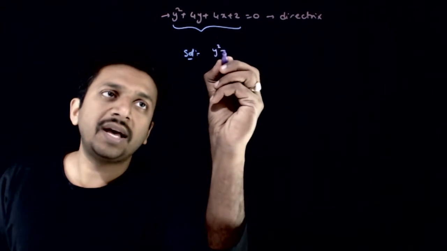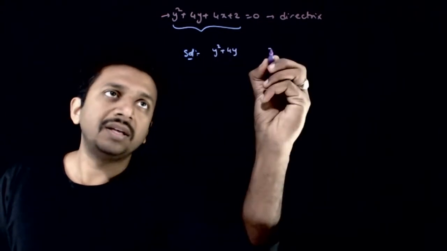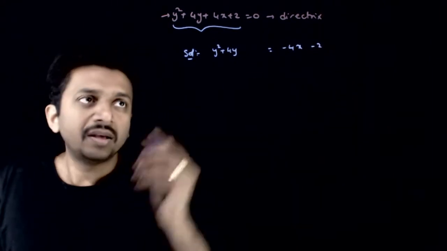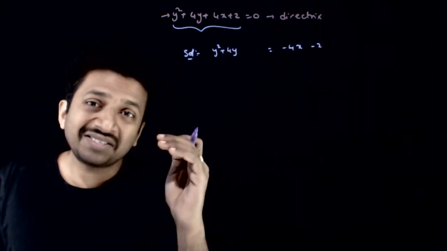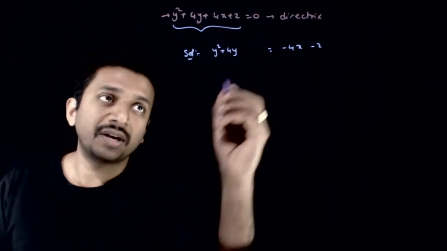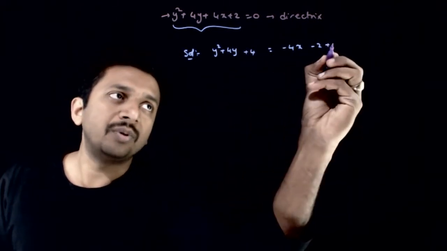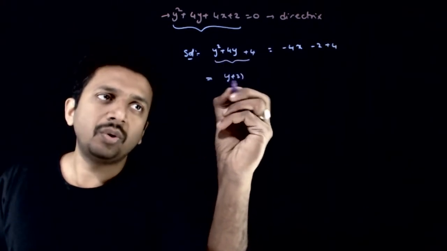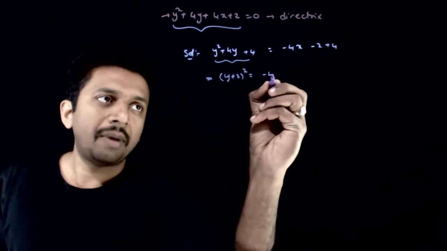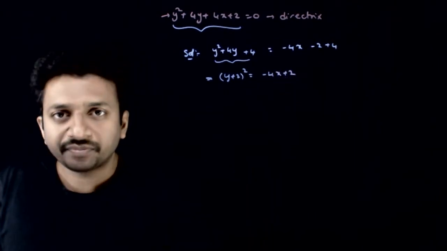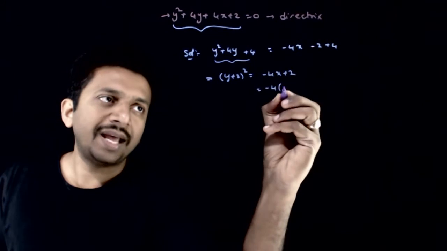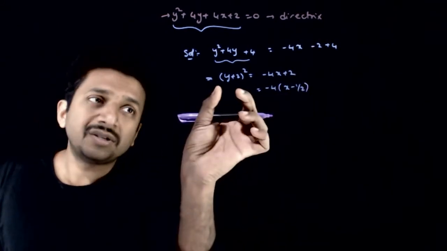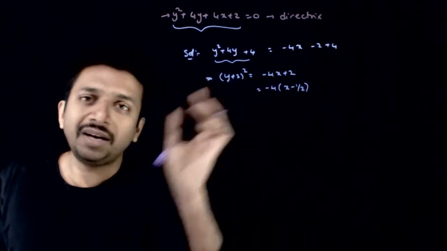So you have y square plus 4y is equal to minus 4x minus 2. So y square plus 4y needs a 4 to complete the perfect square. So I'll add 4 on both sides. So that implies you get y plus 2 whole square is equal to minus 4x plus 2. That's nothing but minus 4 times x minus half. So now this is of the form y square is equal to 4a into x.